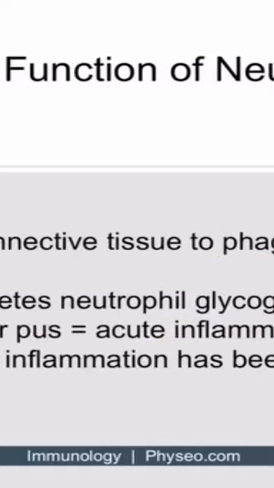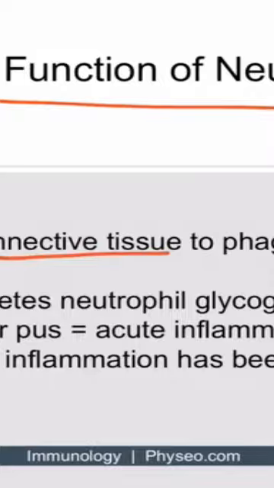So let's briefly talk about the general function of neutrophils. Neutrophils will rapidly invade the connective tissue in order to phagocytose the pathogens or the necrotic debris. And it's important to recognize that phagocytosis will deplete the neutrophil glycogen, and this causes the neutrophil to die through apoptosis, and this forms pus.